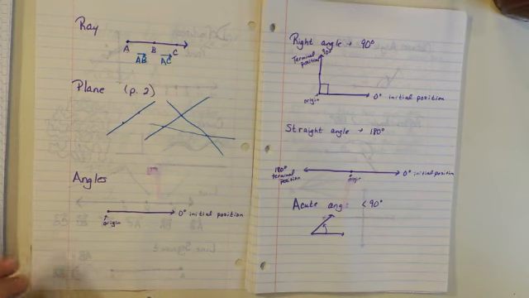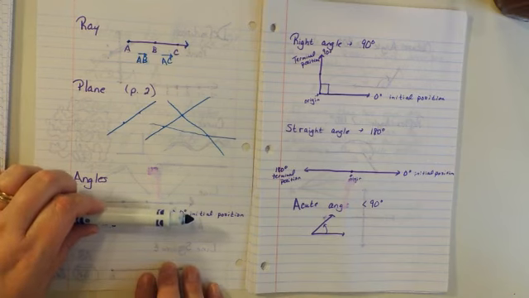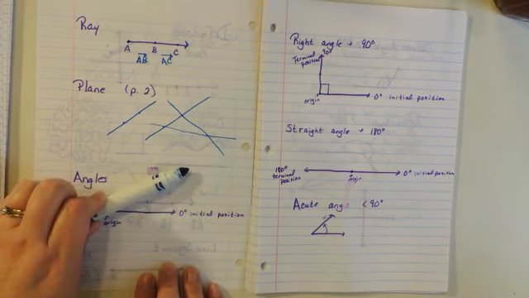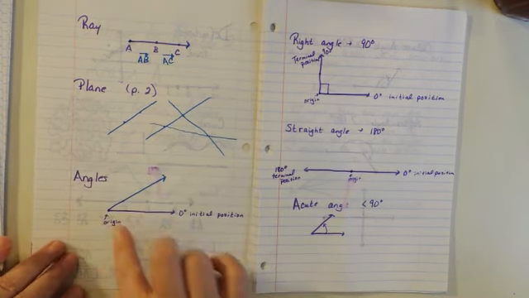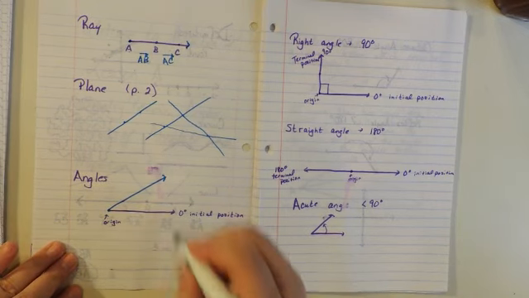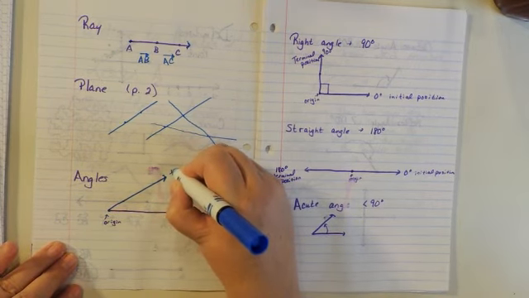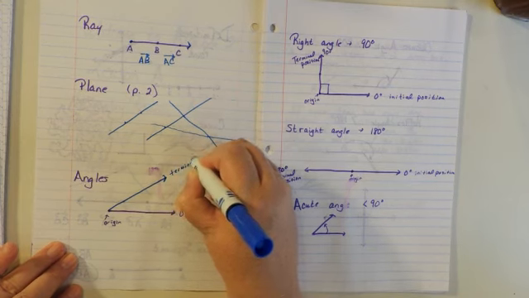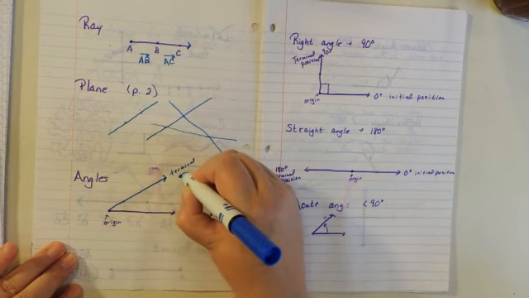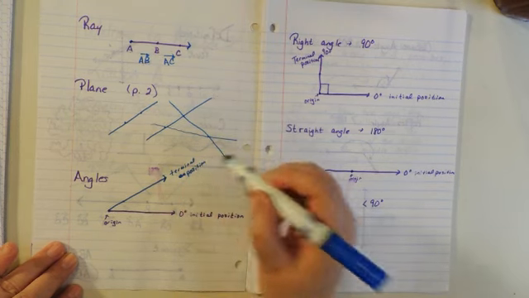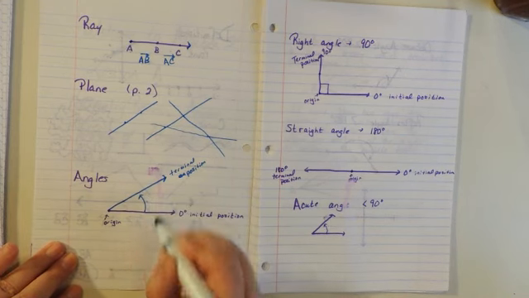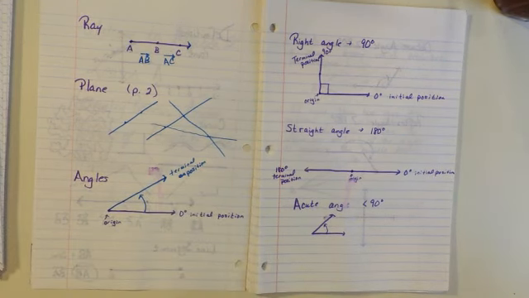Okay, so if this ray spins on its origin to about here, so that now it's pointed this way, we're going to call this point its terminal position. Terminal means ending. So this was its initial position, this is its terminal position, and this is the angle it made when it rotated on its origin. Okay? And then we could measure that angle.